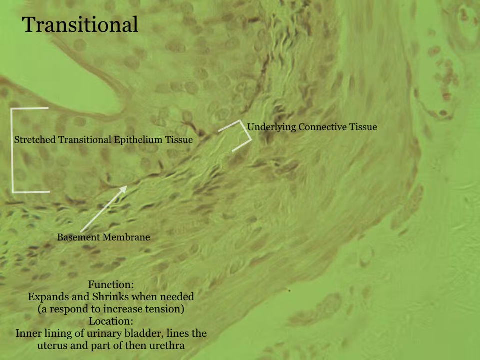Transitional tissue is specialized to change in response to increased tension. Transitional tissue forms the inner lining of your urinary bladder, lines the uterus, and part of your urethra. Transitional tissue is made up of several layers of cuboidal cells. Transitional tissue forms a barrier that helps prevent the contents of the urinary tract from diffusing back into the internal environment.